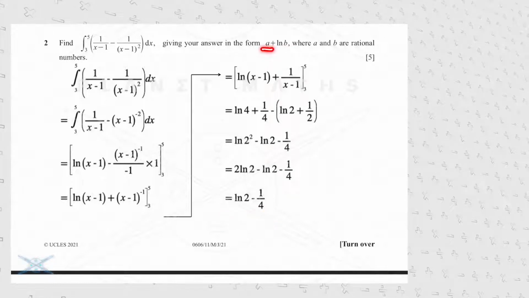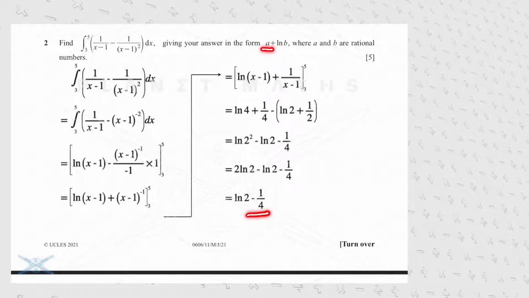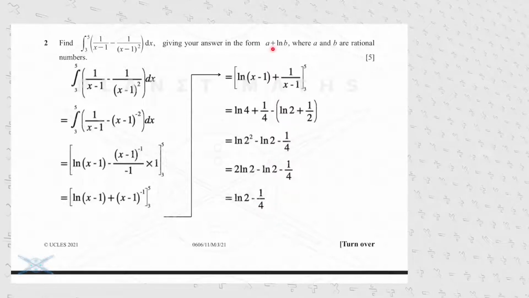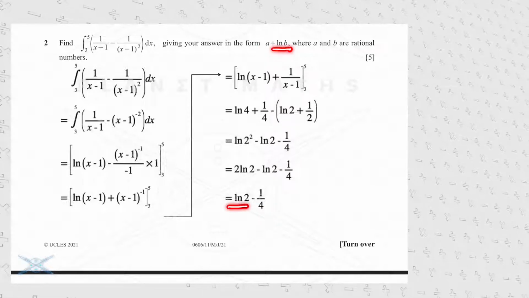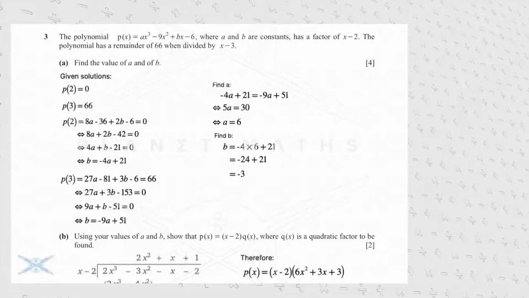In this case, a is represented by the expression -1/4 and the natural logarithm of b by the natural logarithm of 2. Next on to exercise 3.